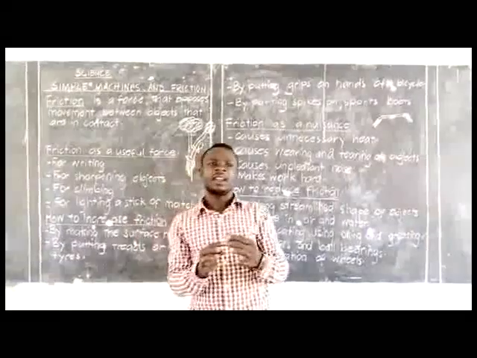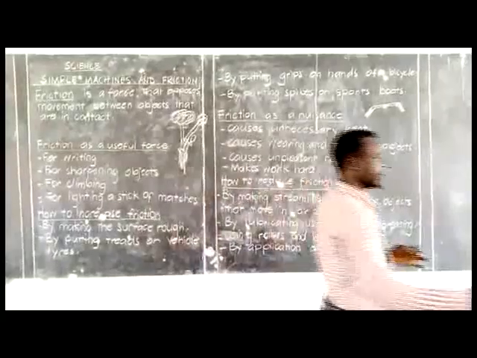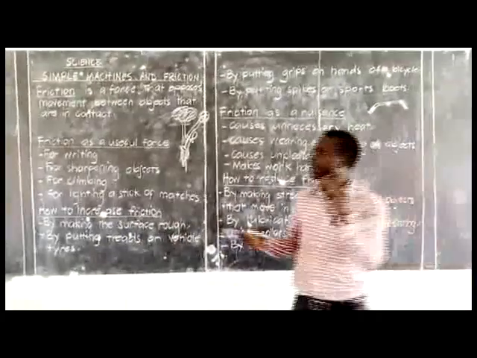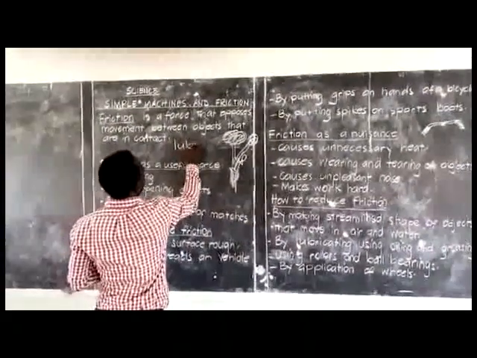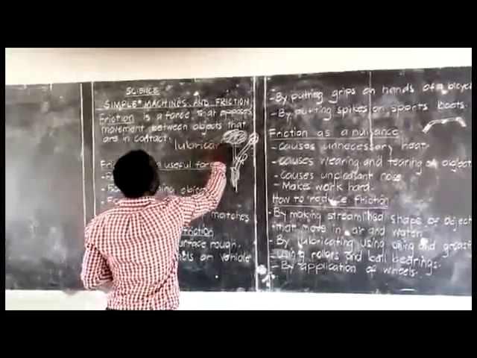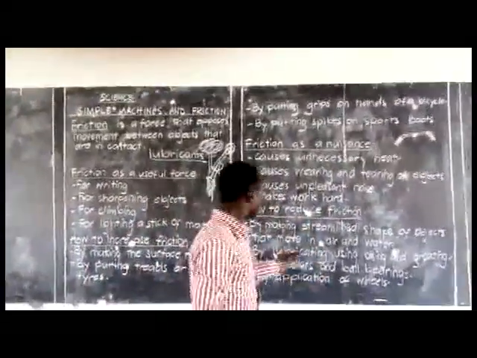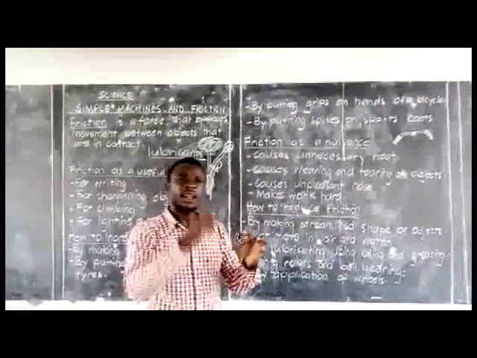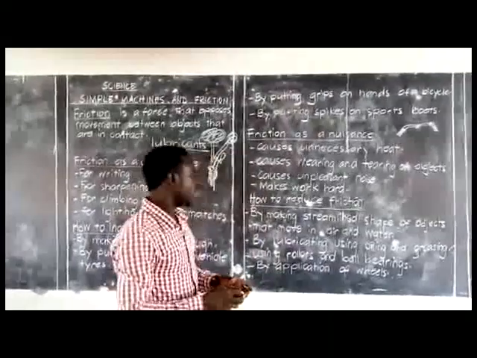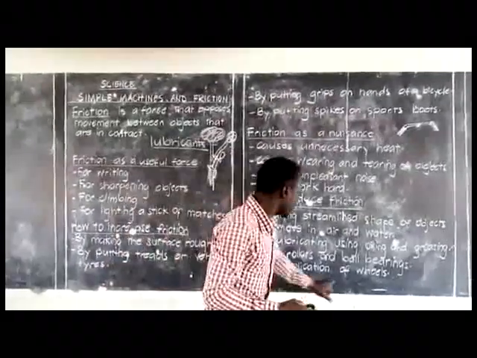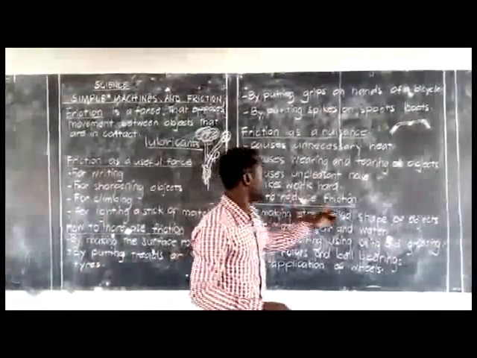These greasing and oiling are called lubricants. Oil and grease are called lubricants. Oiling and greasing can be known as lubricating, and these two, oil and grease, are known as lubricants. Lastly, we can also apply wheels. The application of wheels can also reduce friction.